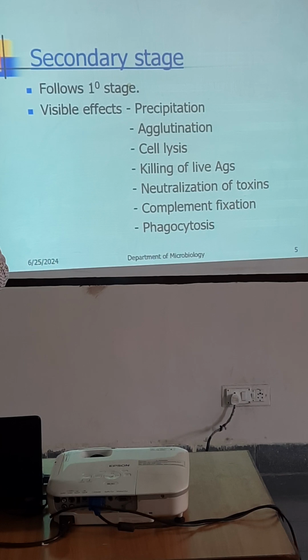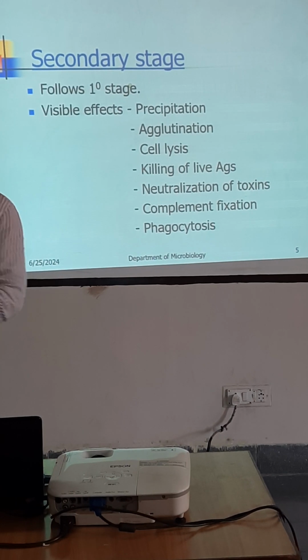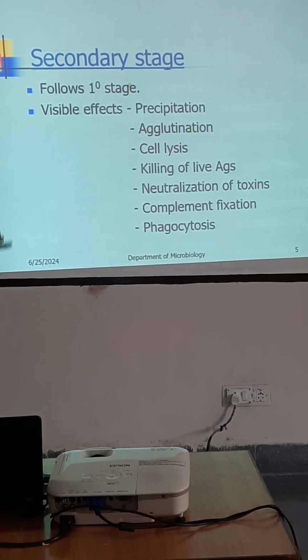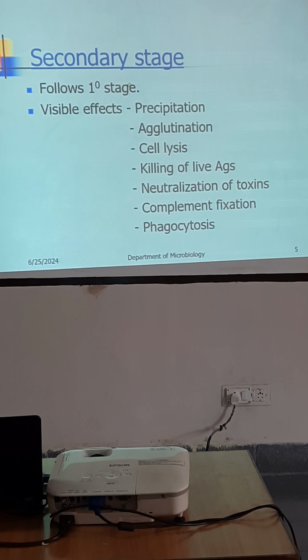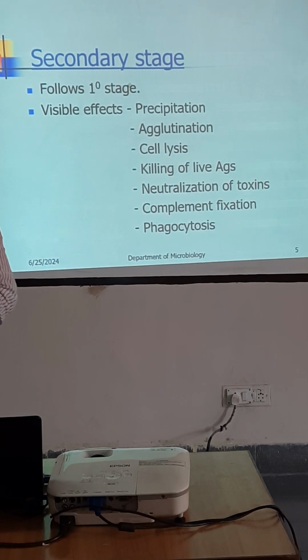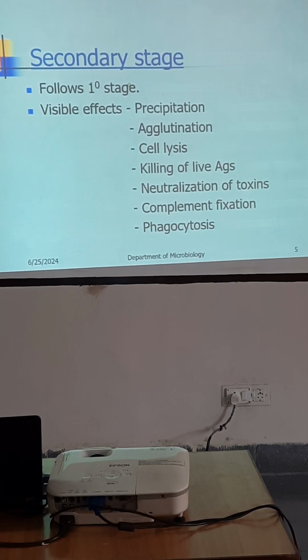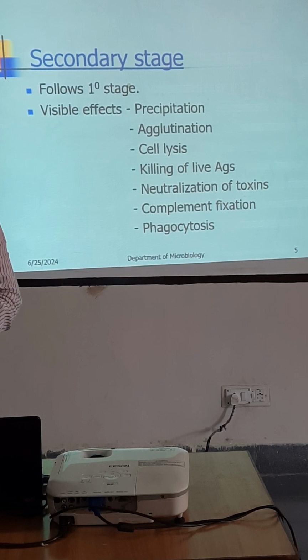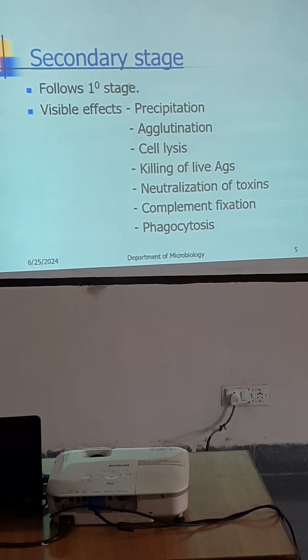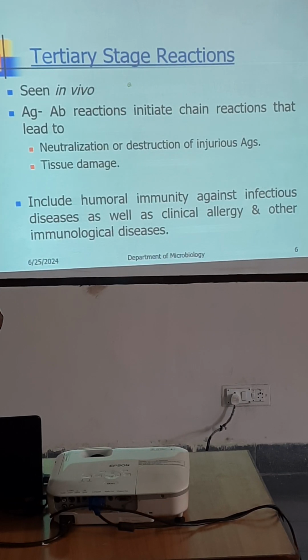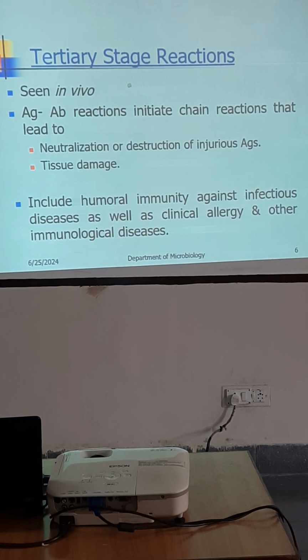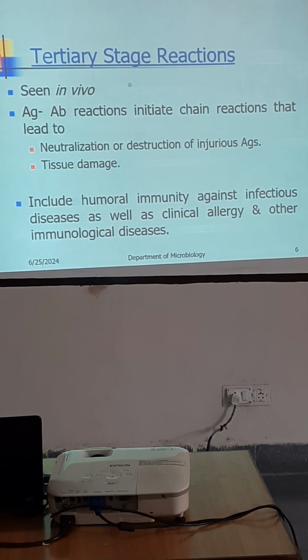Following the primary stage comes the secondary stage, which shows the visible effect, in which we can see the effect by various kinds of laboratory tests that include precipitation, agglutination, lysis of cells, killing of live antigens, neutralization of a particular toxin, where we can see the Nagler reaction and so on. Complement fixation tests are there, phagocytosis is there. And tertiary stage reactions are those seen in vivo inside the host.